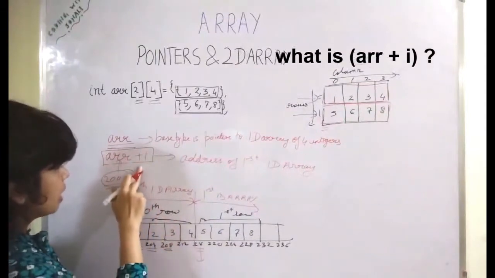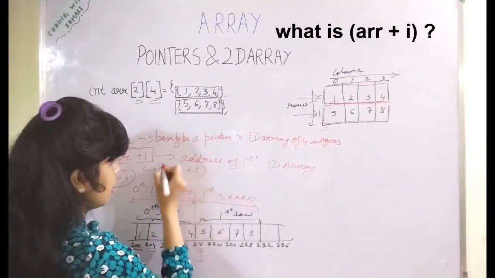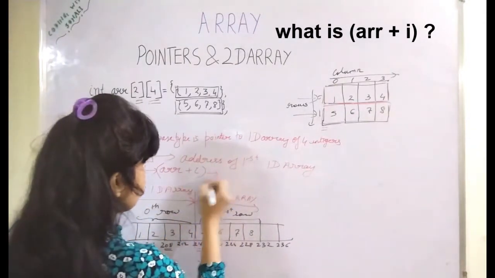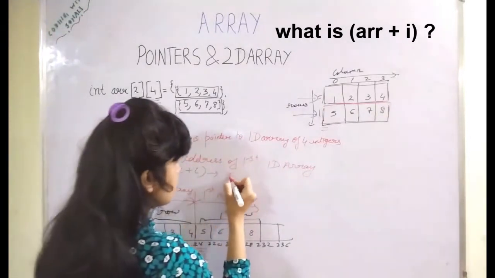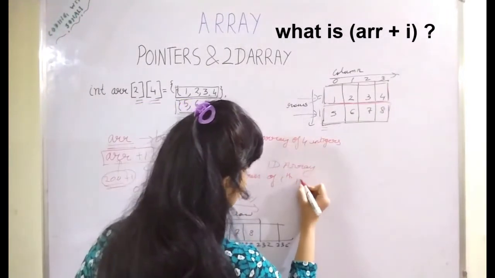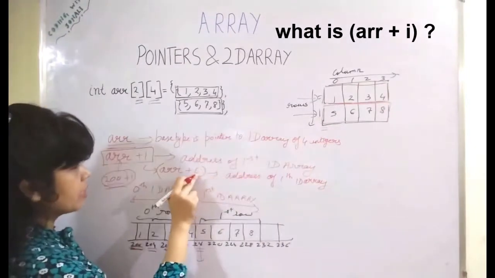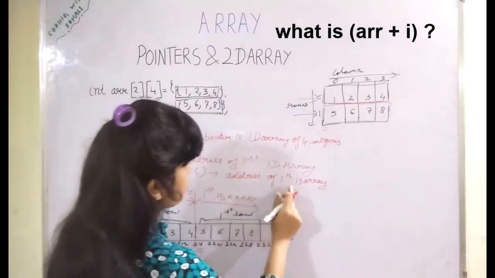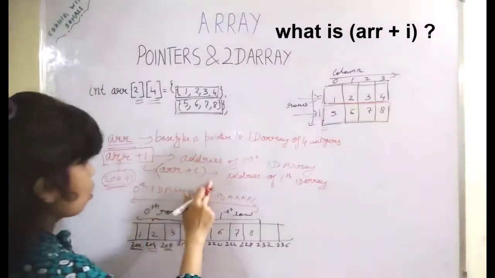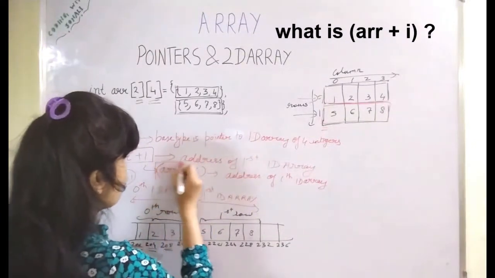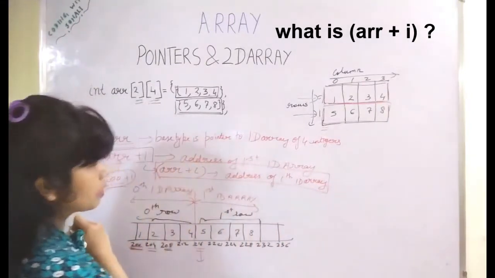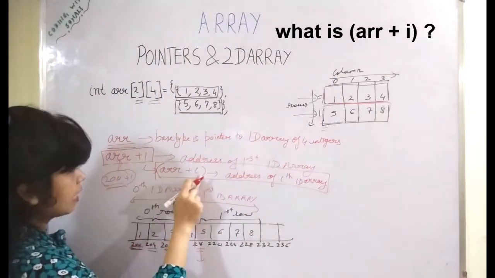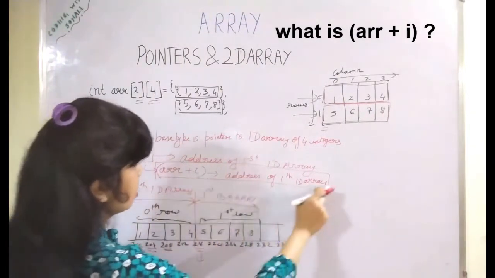Let us formulate it generically as ARR plus i. If i is 0, 1, 2, 3, 4, anything, what will you get from ARR plus i? You will simply get the address of the ith 1D array. If it is 1, then the address of the first 1D array. If it is 2, then the address of the second 1D array. This is what you will get if you make the formula generic. So now we have considered two things: first what ARR is, and what ARR plus i is. We have seen the generic formula for it.